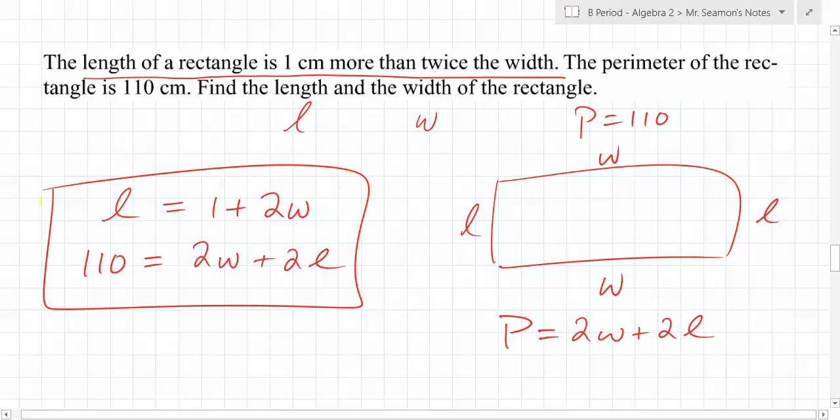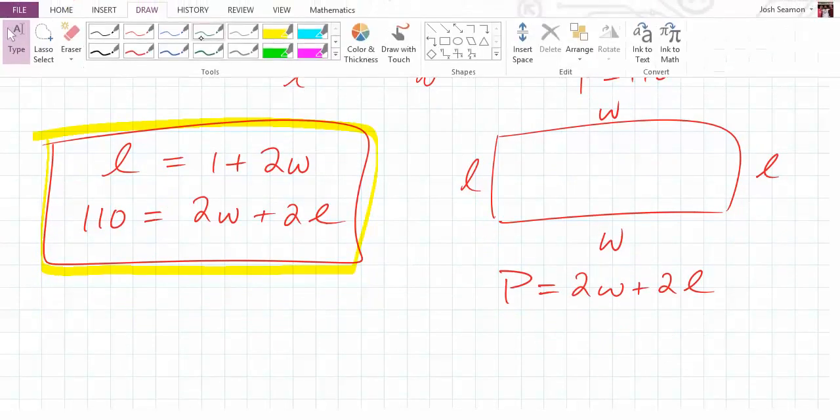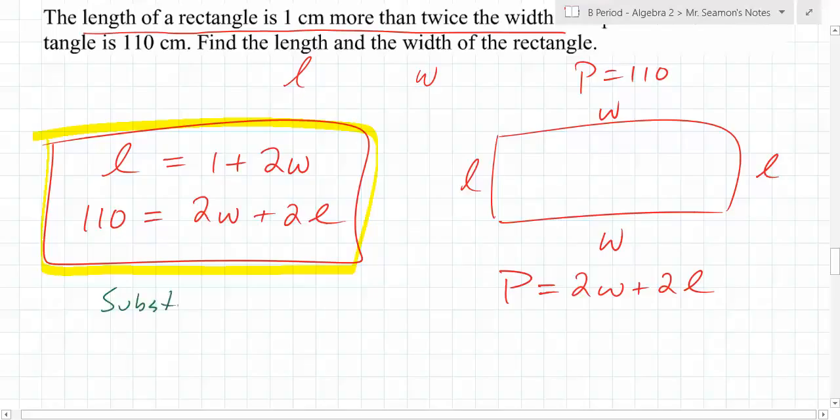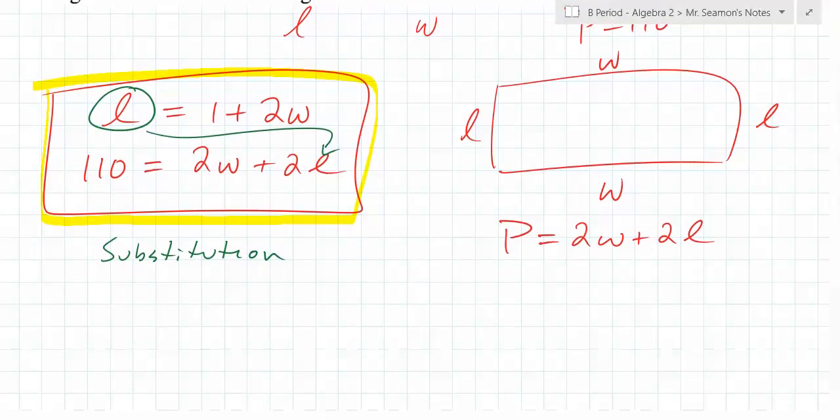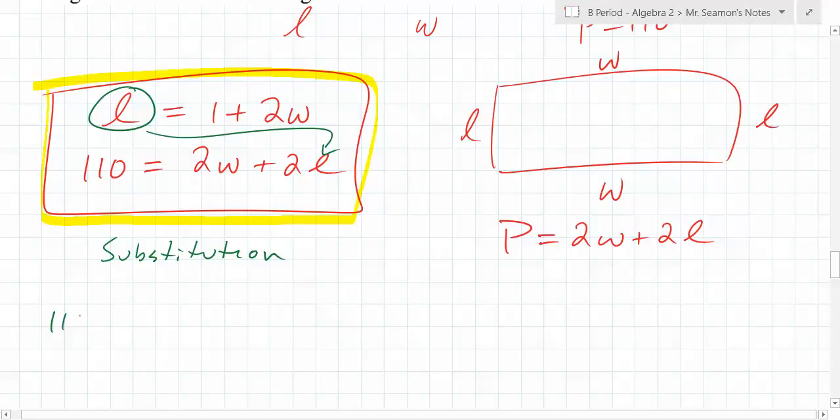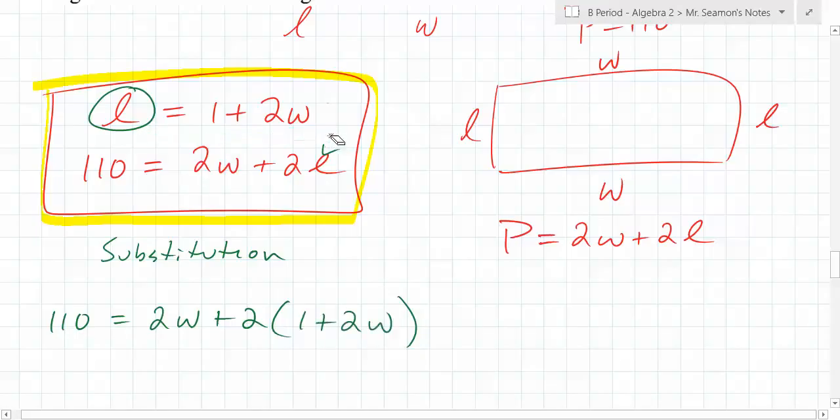So let's look at these equations right here. What would you do to solve this system right here? Does anybody know what you would do? David. Yeah. Do you remember this word, everybody? Substitution. Remember that? You see this L? Where can we plug that into? The one right there. So what do we get? We get 110 is equal to 2W plus 2 times what? 2 times 1 plus 2W. We took this right here and we plugged it in for L because it equals L.